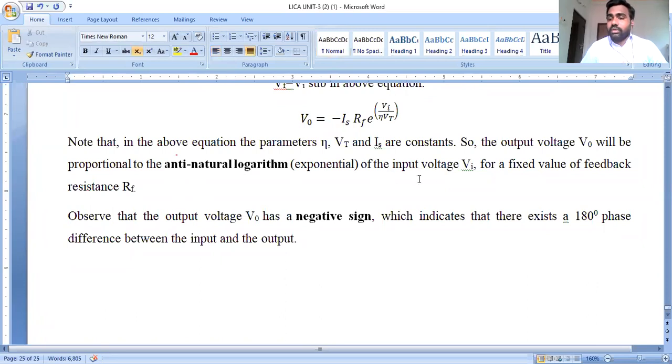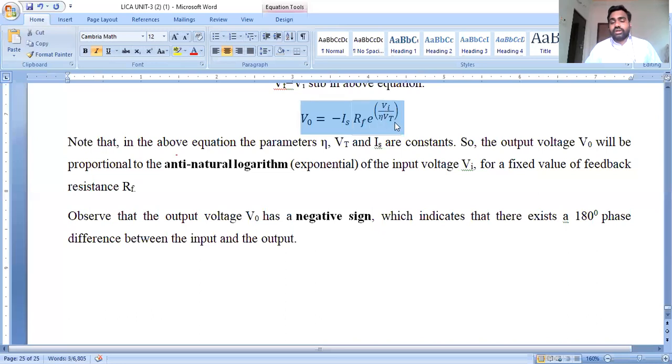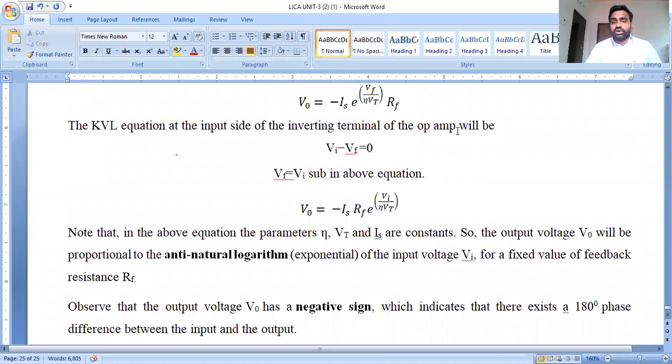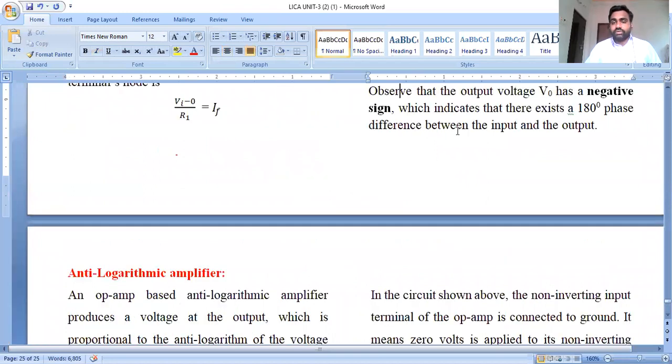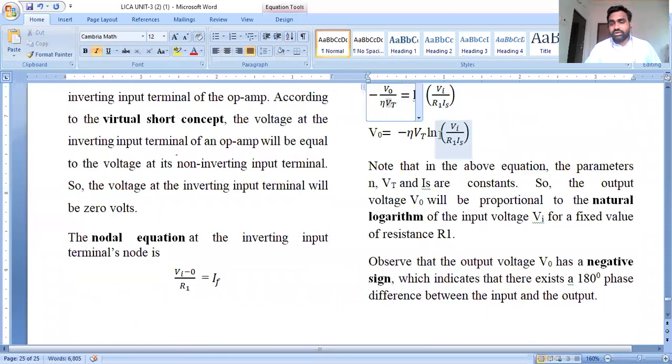In the logarithmic amplifier we connected a diode in the feedback, but here we connect a feedback resistance. The output voltage has a negative sign: V0 is equal to minus Is into Rf into exponential of Vi divided by eta VT. In the logarithmic expression, V0 is equal to minus eta VT into logarithm of Vi divided by R1 into Is.